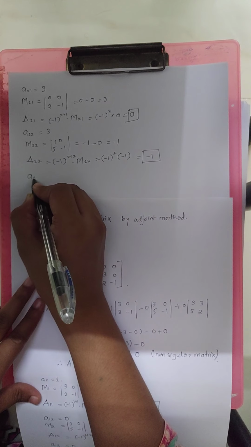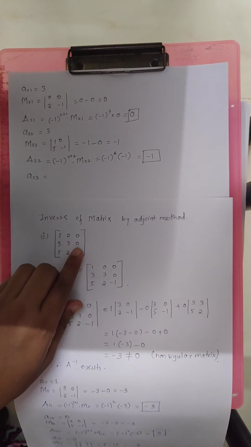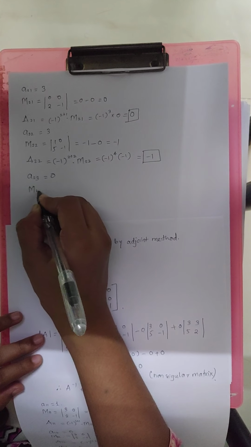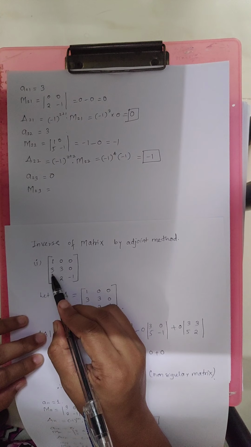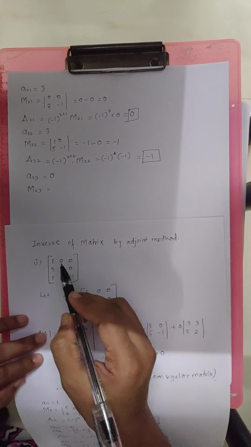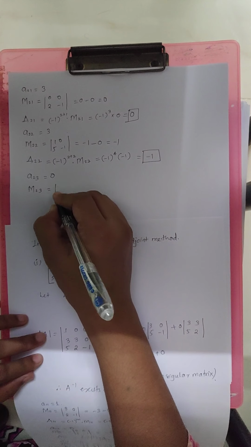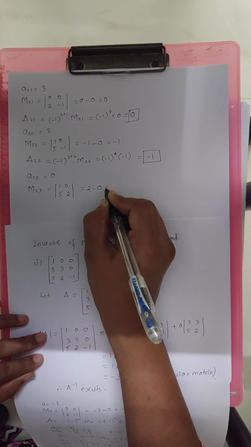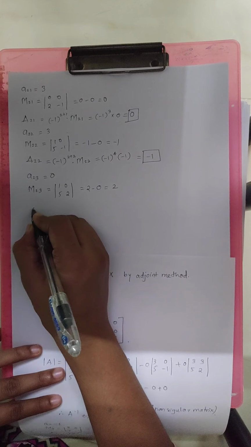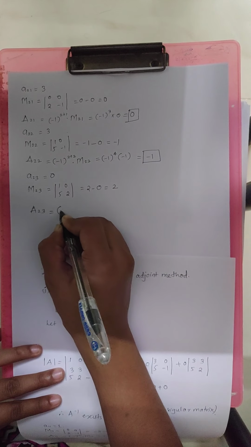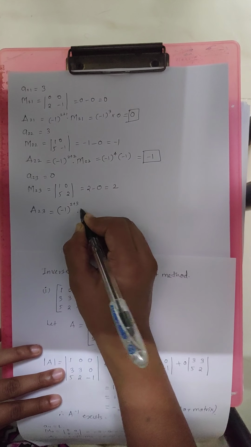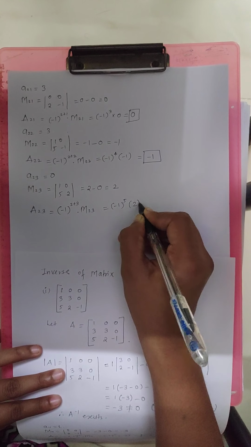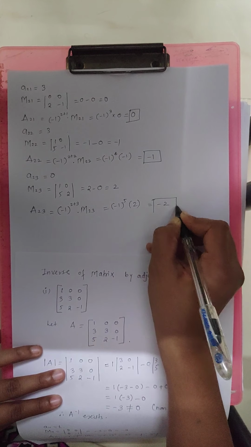Now the next element is A23, here it is 0. So what will be M23? The determinant obtained by deleting the second row and third column. So [1 0; 5 2]. 1 times 2 is 2, 5 times 0 is 0. So it is 2. The cofactor A23 will be (-1) raised to 2 plus 3 times M23. So (-1) raised to 5 times 2, it will be negative.